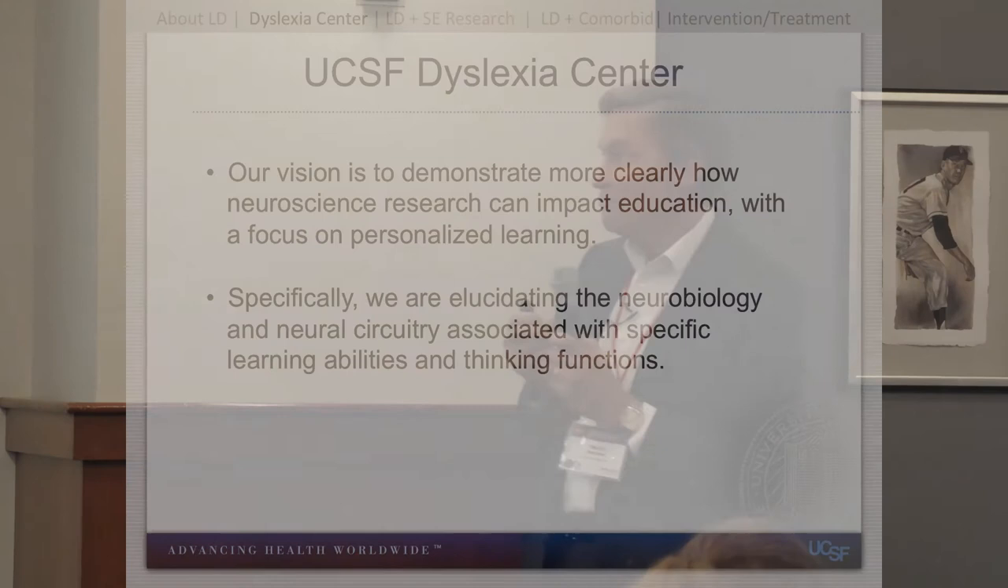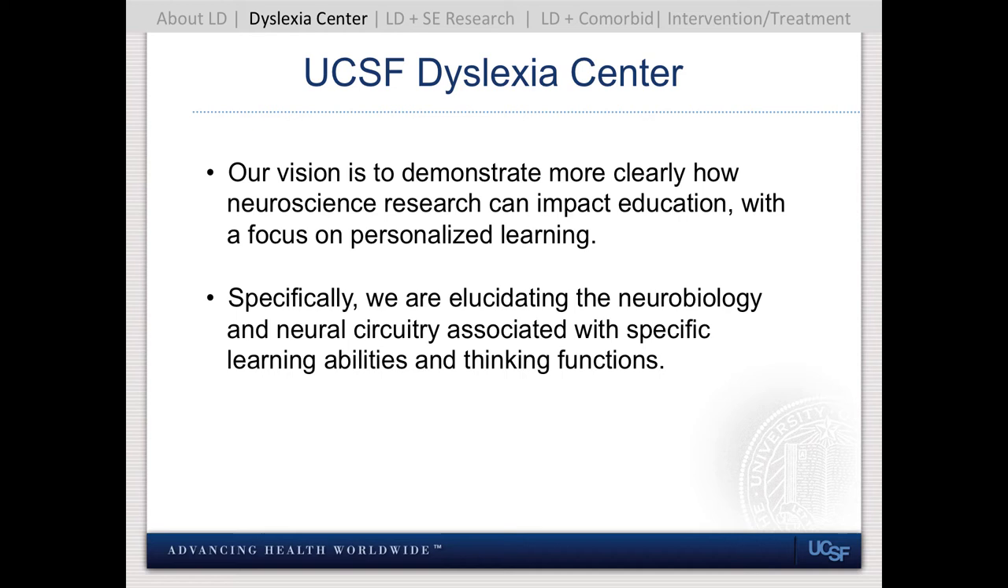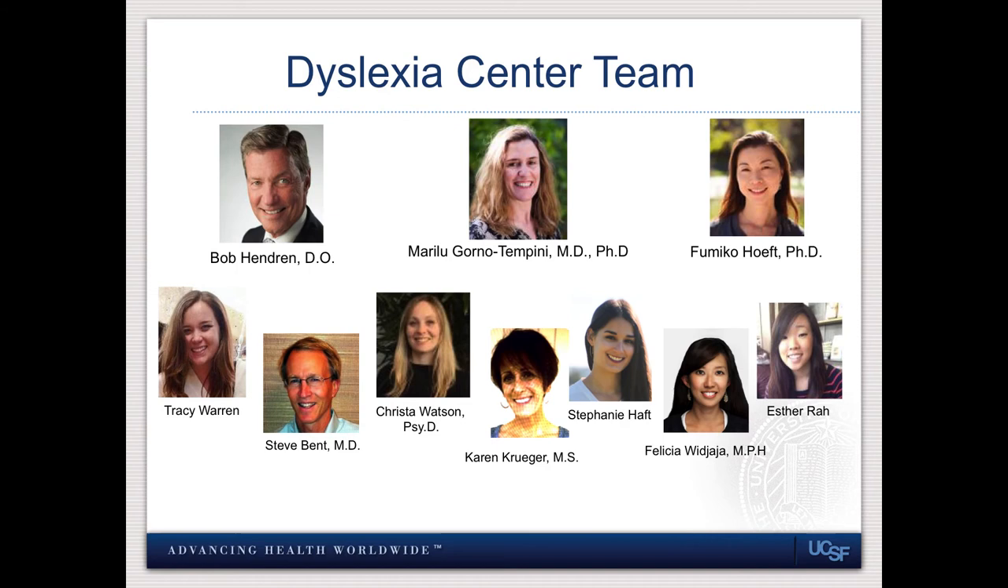And our vision is to demonstrate more clearly how neuroscience research can impact education with a focus on more personalized learning, saying all dyslexia is not the same, all attention difficulties are not the same. How can we subtype that based on neuroscience research and elucidate the neurobiology and neural circuitry associated with these learning difficulties and thinking functions? So our team, I had mentioned, are Mary Lou, who is a neurologist and does the phenotyping, and another colleague, an MD, PhD, who does some of the studies I've talked about.